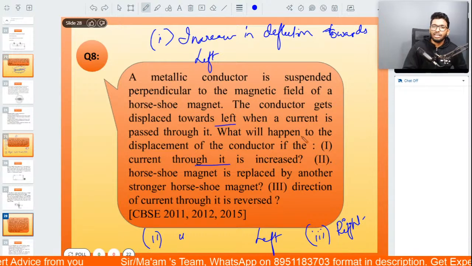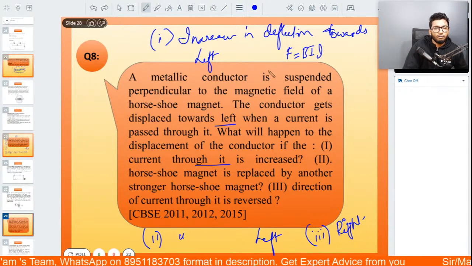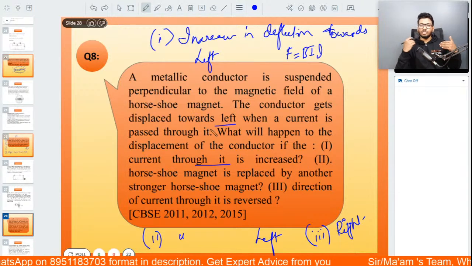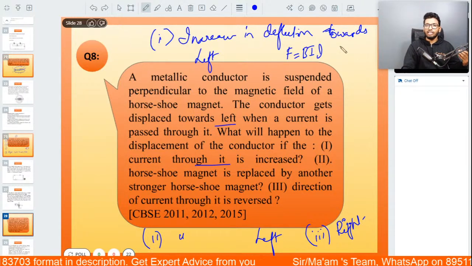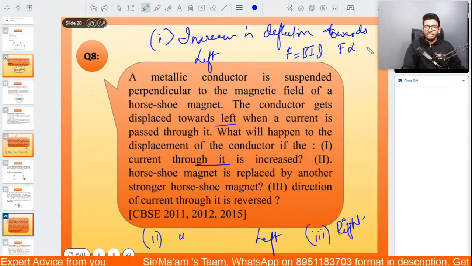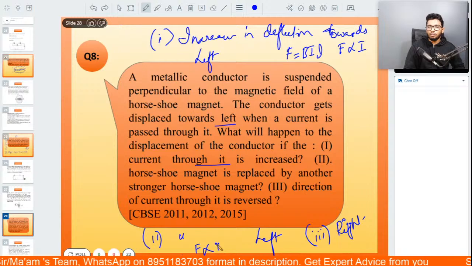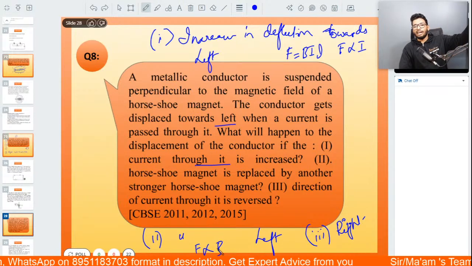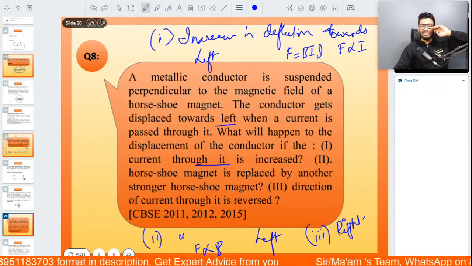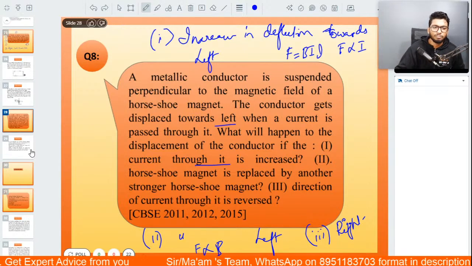Again, please mention that according to the formula, F is equal to BIL. Force is directly proportional to the current and directly proportional to the magnetic field. In the first case, you can mention that F is directly proportional to I, the increasing current. Here you can mention that F is directly proportional to B. And here you can mention that the direction is changing because the direction of current is also changing. So according to Fleming's left-hand rule, the direction of the deflection would also change.